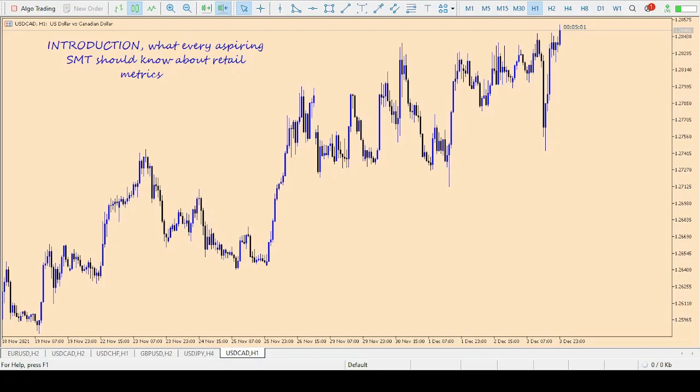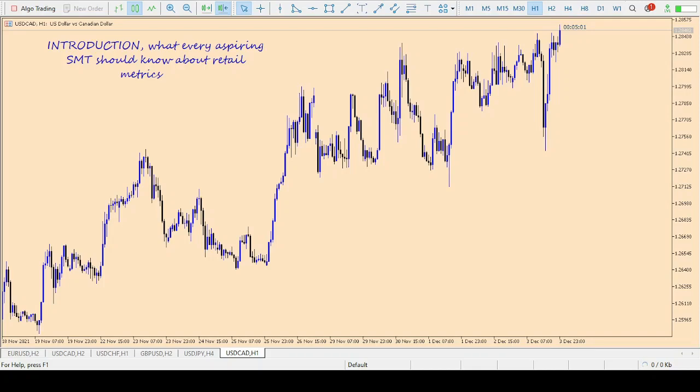Okay, so what is SMT? Because I know you've already seen on the chat, which says what every aspiring SMT should know about retail metrics. SMT can mean three things. Number one, it can mean smart money trader. Number two, it can mean smart money techniques, or it can also mean smart money tools. So for today, we are going to be adopting the first one, which means you are listening to this video because you want to be a smart money trader.